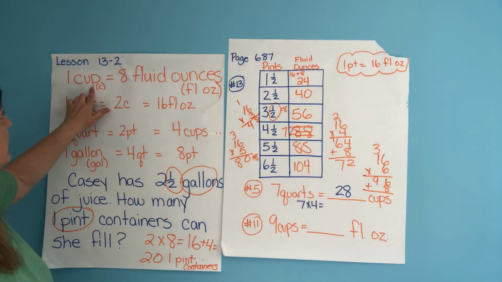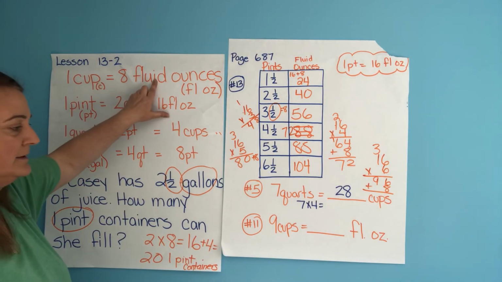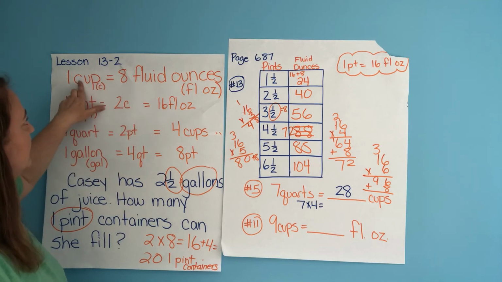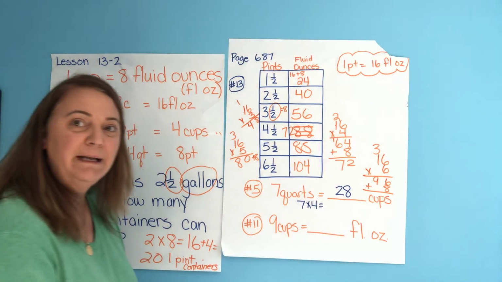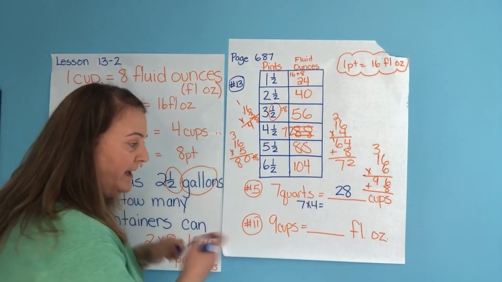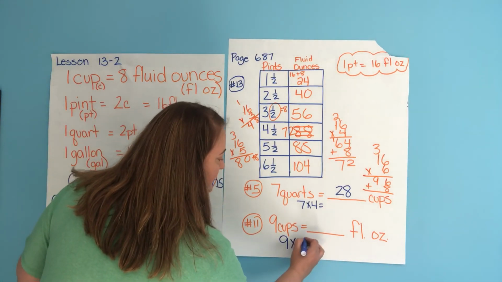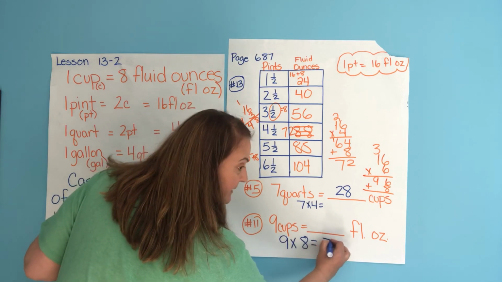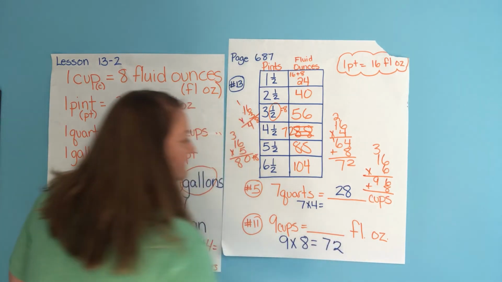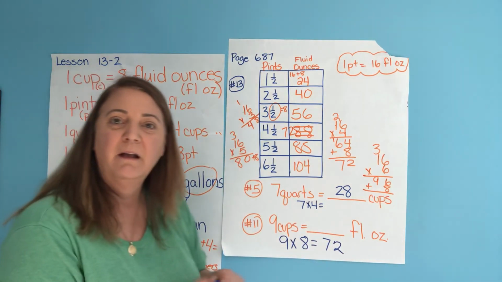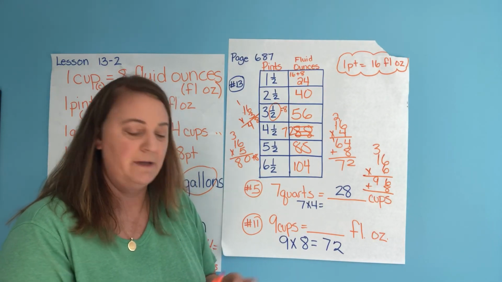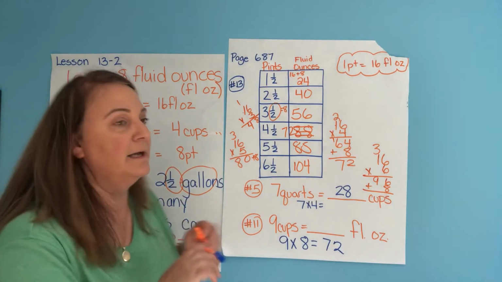For the last one, cups and ounces. So we're going to come up here and look at cups and ounces. So if 1 cup is 8 ounces, how many is 9 cups? So we have 9 cups and 8 ounces in each cup. 9 times 8 is 72. There you go. I hope that helps with lesson 13-2.